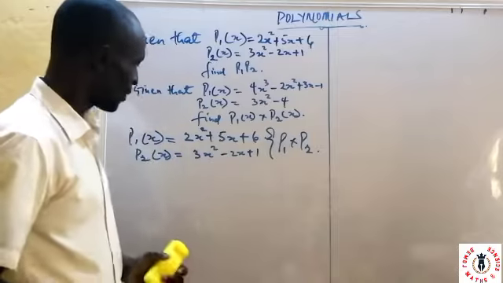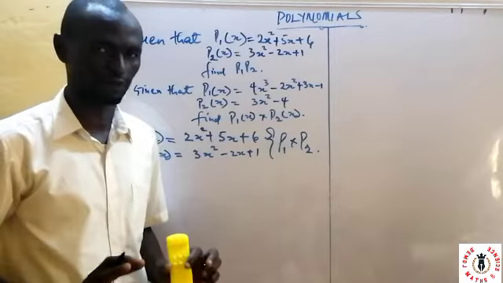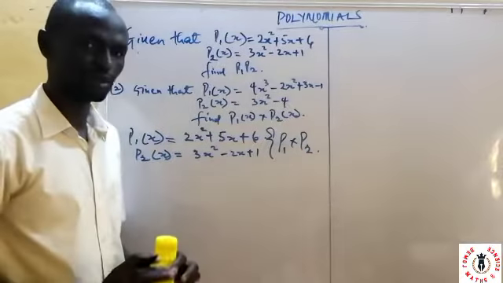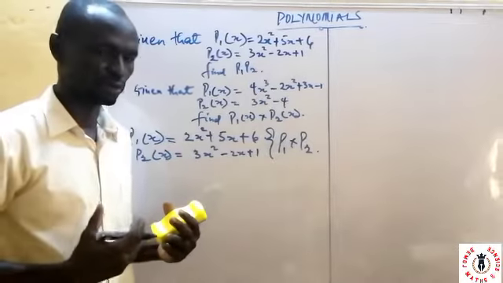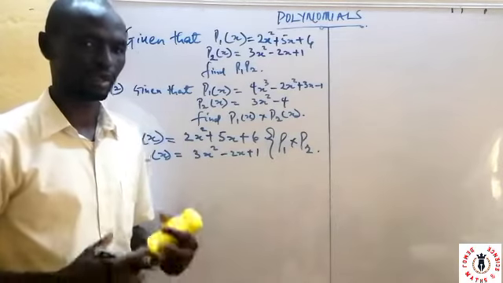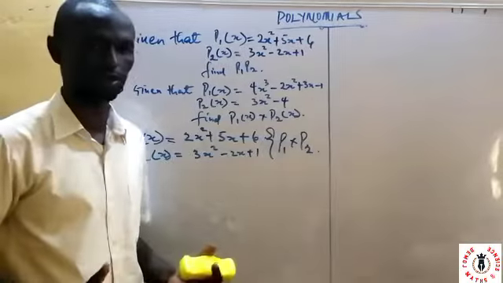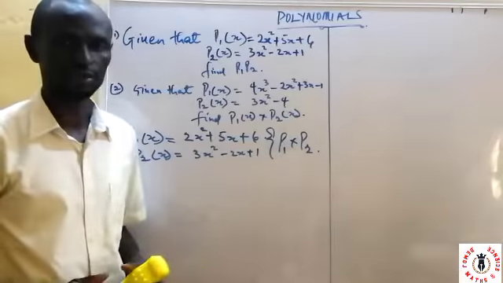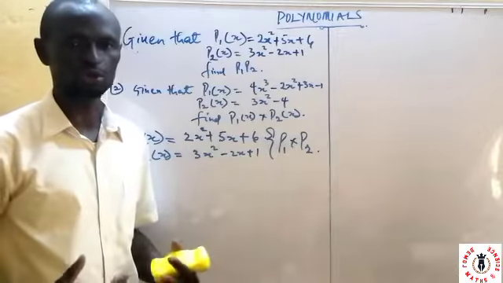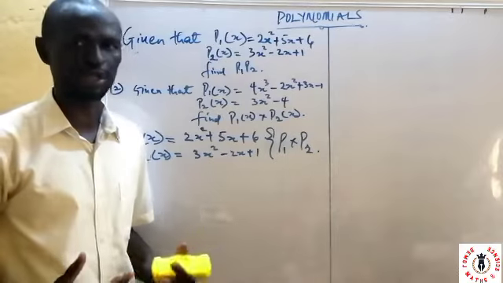Now, I'm going to use two methods to solve this equation. The first method, it's something I know you're used to. And the second is a general multiplication, long multiplication method. You'll be able to choose whichever of the two that is convenient.